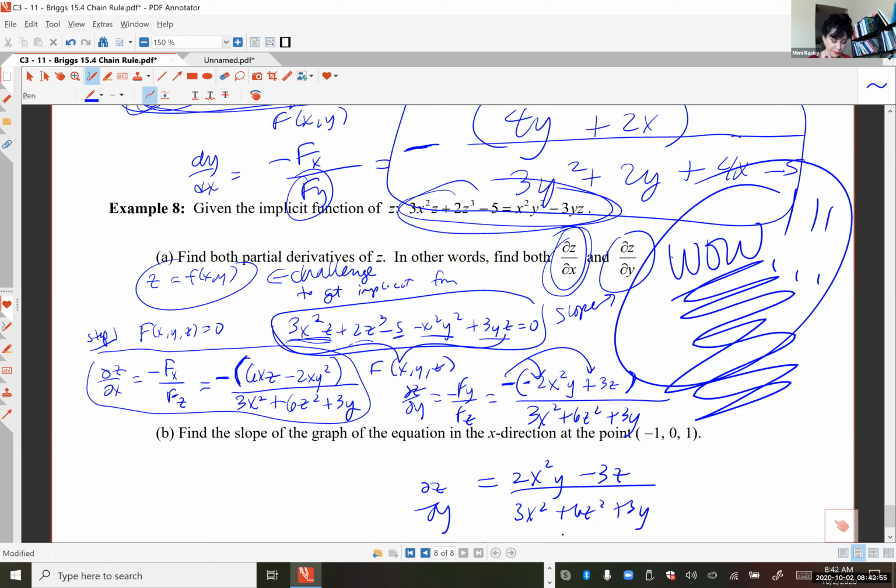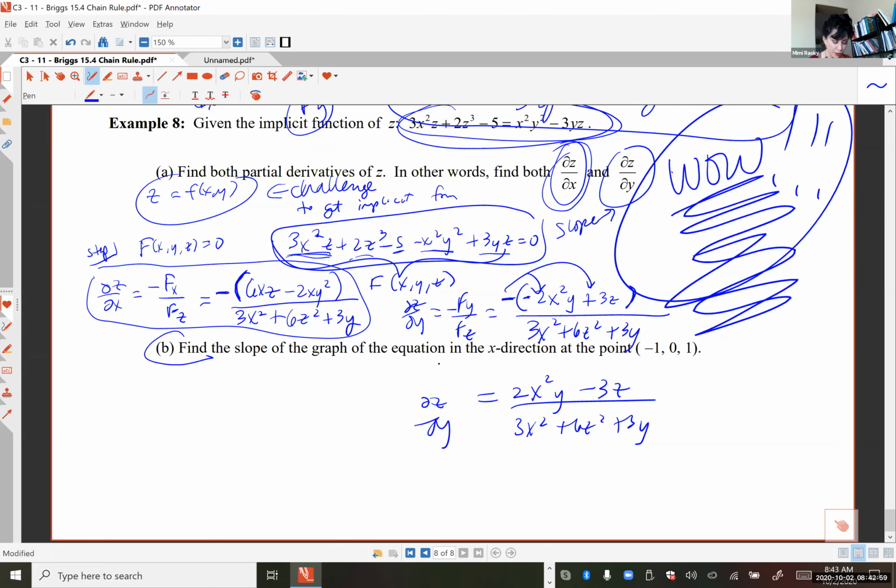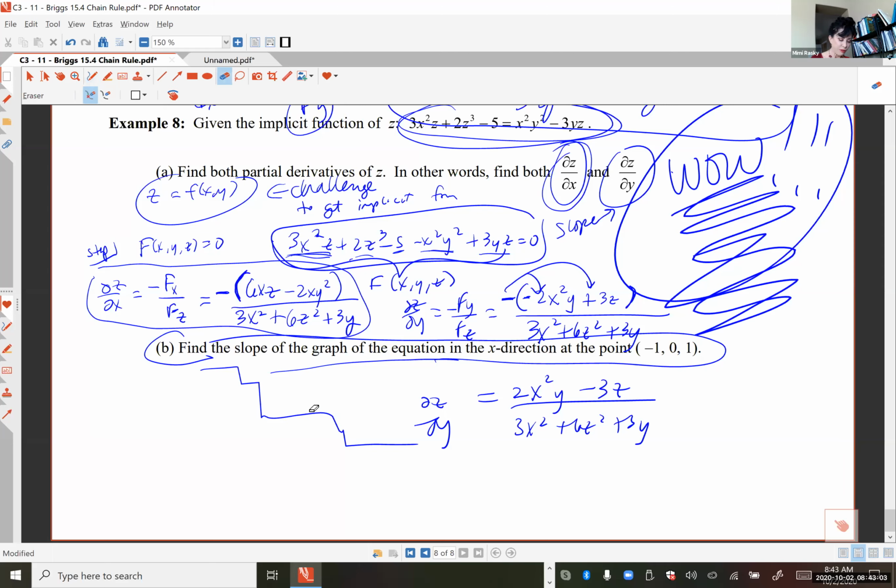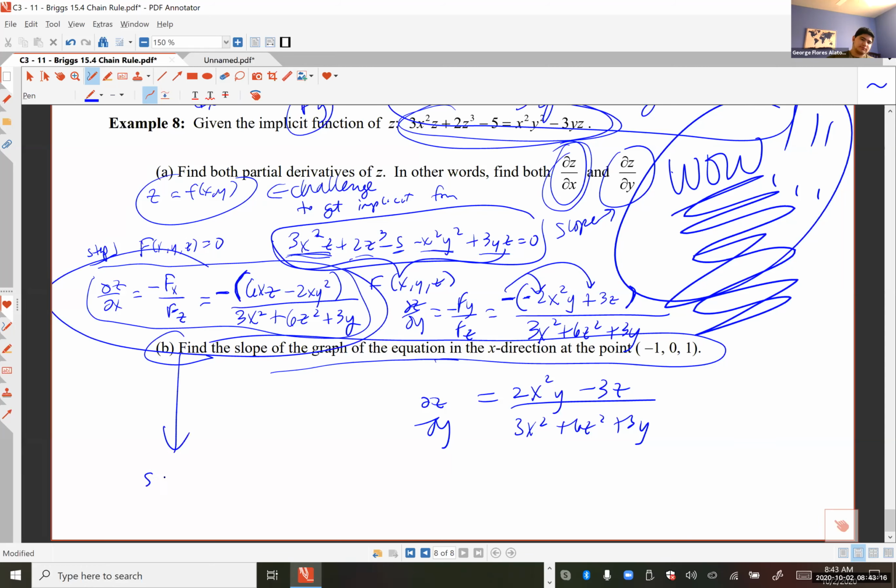Now, the last piece here, letter B, you want to find the slope of the graph in the x direction at the point -1, 0, 1. So which one of these partials would I use to find the slope of the graph of the equation in the x direction? dz dx. Good. So you're going to substitute the ordered triple -1, 0, 1. I'll let you do the substituting, and I'll just tell you that dz dx, and here's some notation for you.